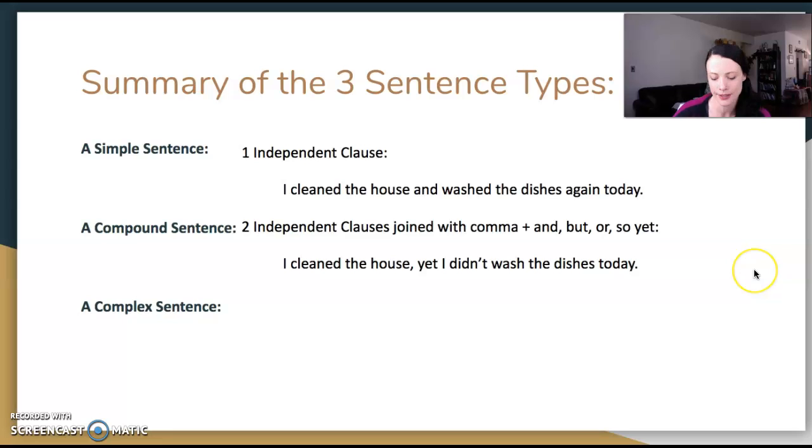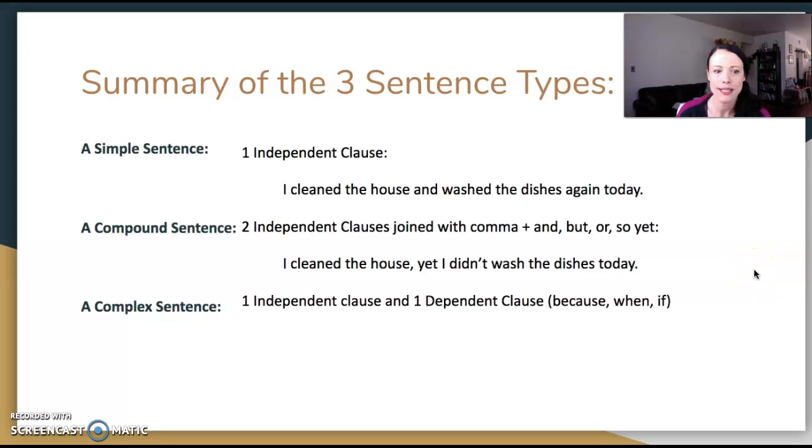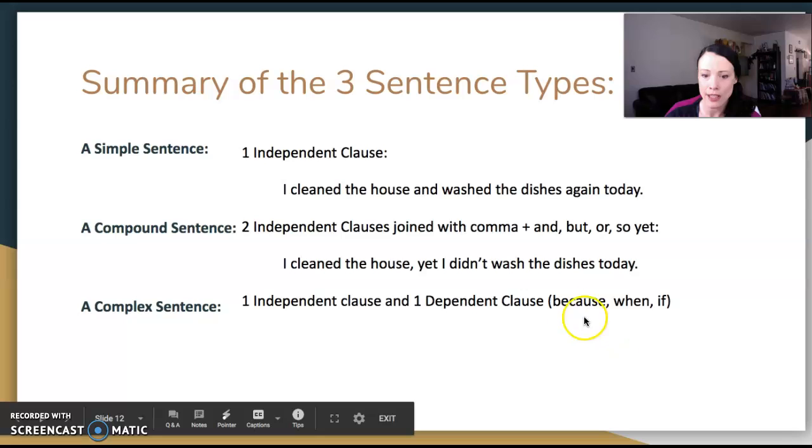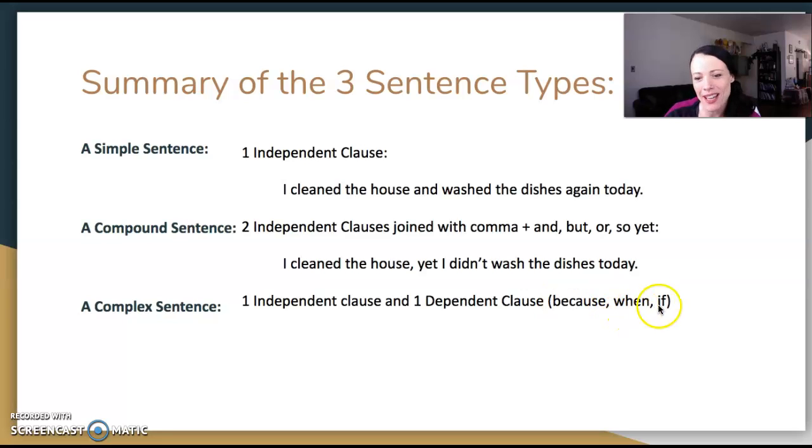Finally, we have a complex sentence. So, a complex sentence is one independent clause and one dependent clause. Those are dependent clauses. The type that we have looked at so far are called adverb clauses, and they begin with words like because, when, if, while, as soon as.